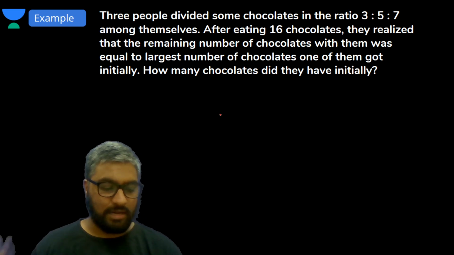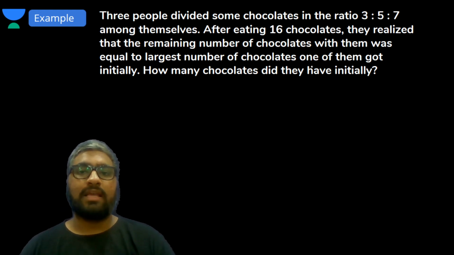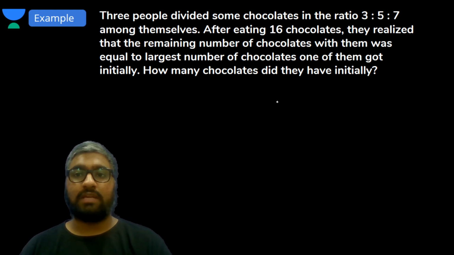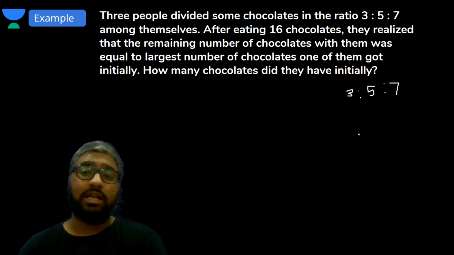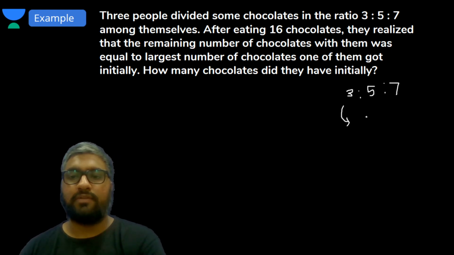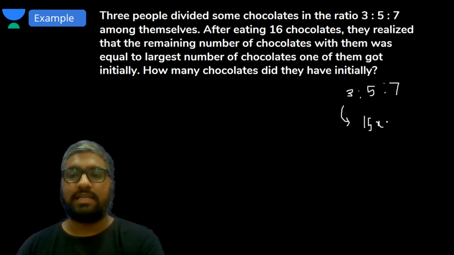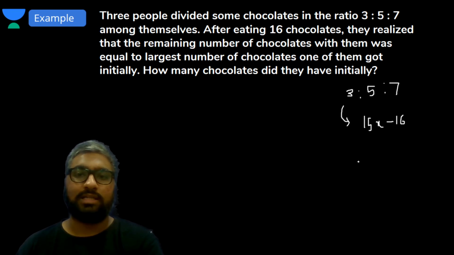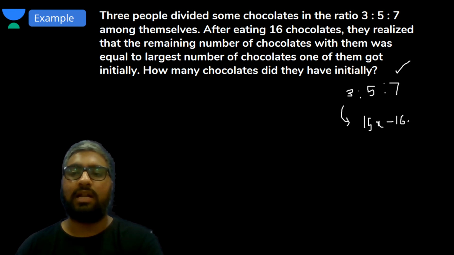Yeah. So answers have started coming in. Great. Okay, so what is it? Just make equations. They've divided it in the ratio 3:5:7, which means the total number of chocolates here would be 15x, correct? Why? 3x, 5x, 7x, total 15x. Now out of 15x, they ate 16 chocolates, which means this is what is remaining. This is equal to the largest number of chocolates one of them got individually. The third guy got the largest, which is 7x. Now all that you have to do is what?